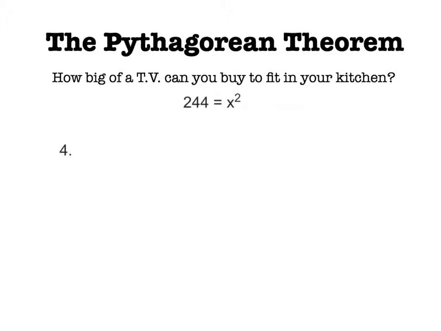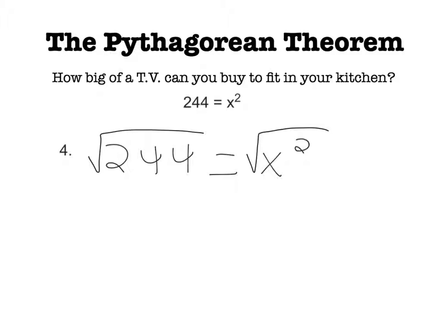Now, how do we get rid of this exponent 2 so we can just figure out what x equals? Well, first, we're going to write down the equation 244 equals x squared. Well, in order to get rid of this exponent, we take the square root of x squared. Now, if you do it on the right side, you have to do it on the left side. So, what we did to x squared, we're going to also do to 244. So we'll take the square root of 244.